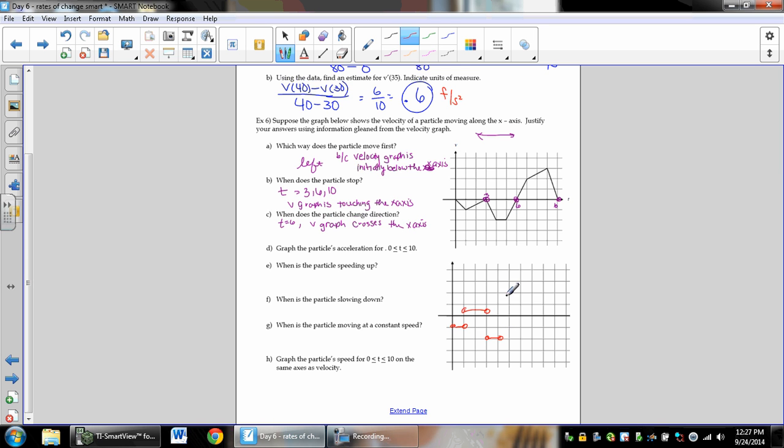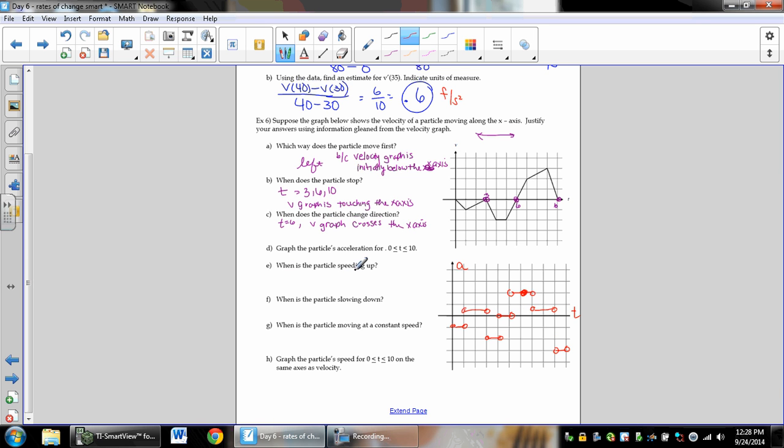My slope is 0. My slope is 2. My slope is 2 again. So actually this should be filled in and continue all the way to here. My slope is 1/2 again for 2 units. And then my slope is negative 3. So there's my acceleration versus time graph.